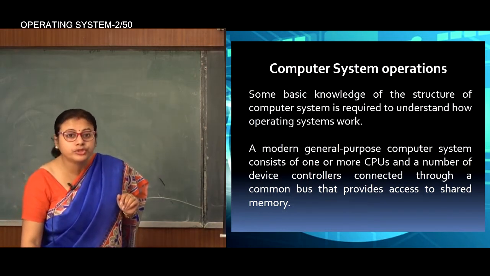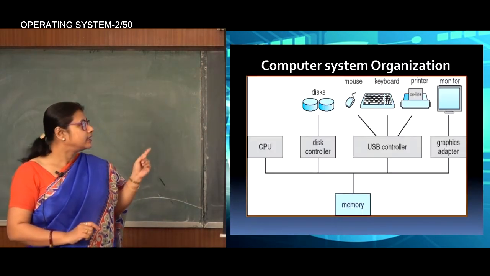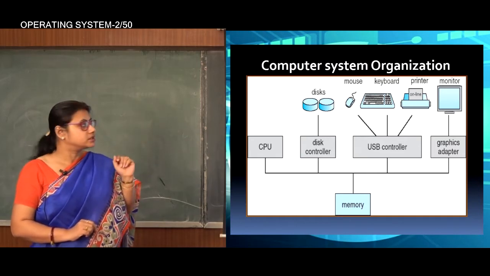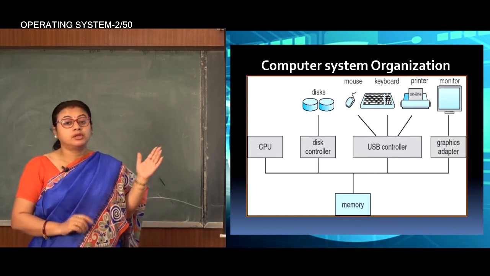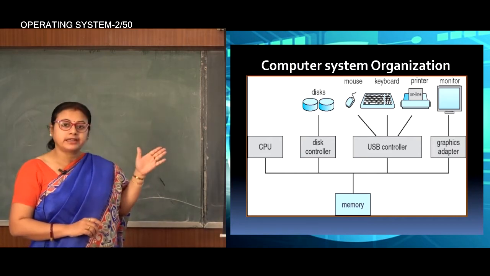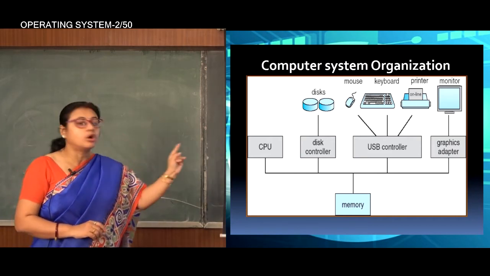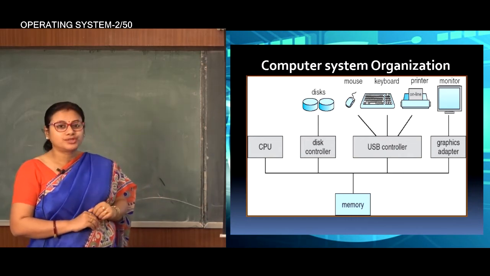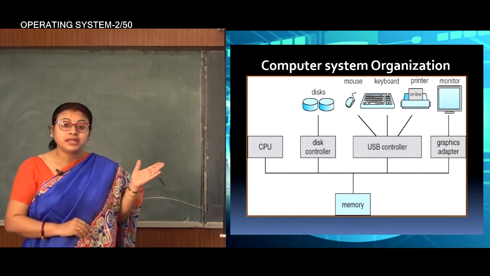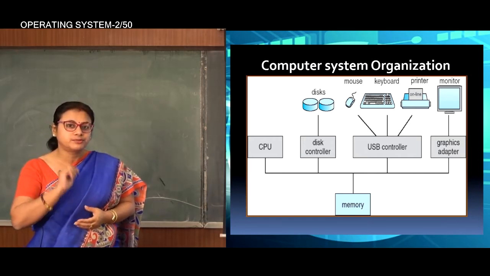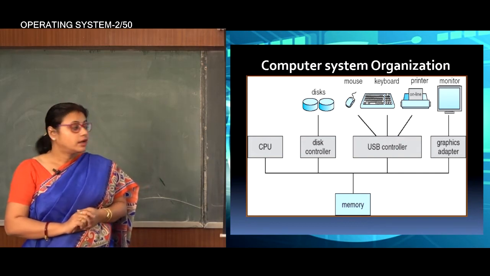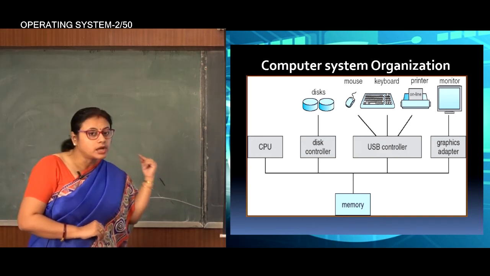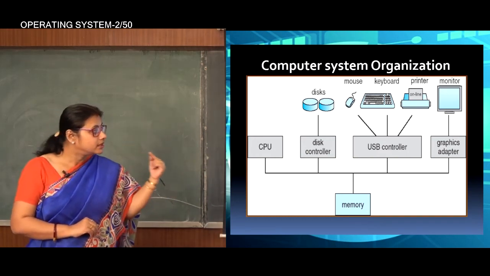Now, coming back to this particular picture, you can see here that there are disks, mouse, keyboard, printer, monitors. Disk may be your local storage devices which are connected via the disk controller to that common bus. There are other hardware devices like mouse, like keyboard, like printer. They are generally connected via the USB ports. So, they are controlled via that USB controller. Again, that USB controller is connected to a line, that is the shared bus.